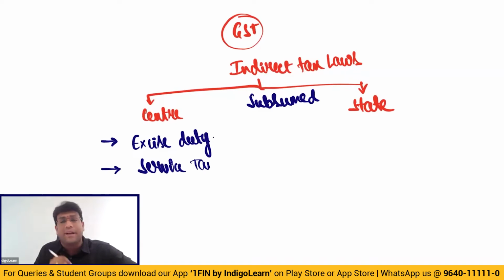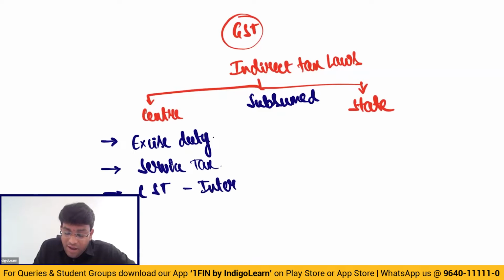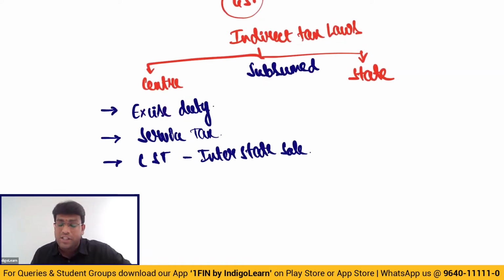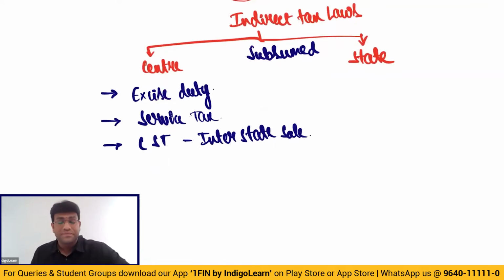Service tax was basically levied for providing or rendering of services. Even that's gone now. There is no more a concept of service tax. Next, CST, which stands for Central Sales Tax, which was levied on interstate sale of goods. I repeat again, CST was levied on interstate sale of goods.